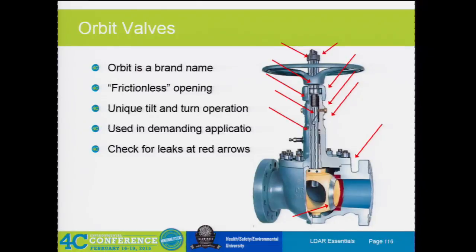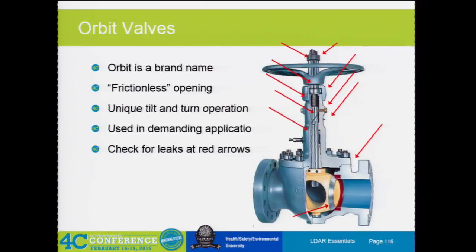Orbit valves, these I talked about. Again, these things tend to leak a lot too. They have a frictionless opening. They have a unique ball inside of them that doesn't really so much turn, but it's got the tilt and turn thing to it. And again, check for leaks here.